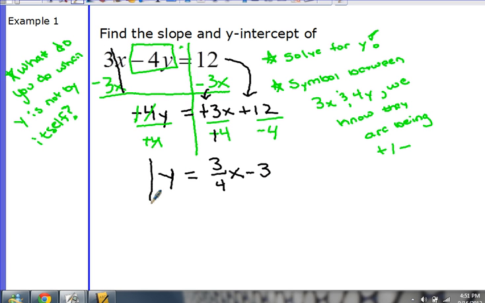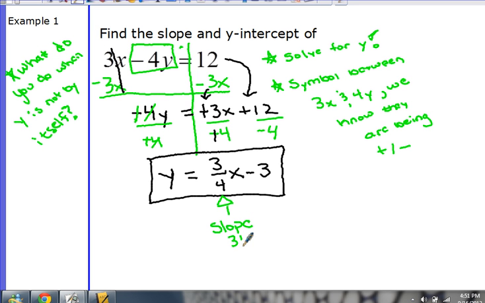So what does this tell me? I'm lazy, so I'm just going to box this because I know it tells me the slope and the y-intercept. I'm going to label a couple of the pieces. Make sure that you label the pieces for your homework tomorrow. The slope is the 3 over 4. The x is not the slope; it tells me where the slope is. And the negative 3 is my y-intercept. Later on this week, I will show you how to graph using y equals mx plus b.